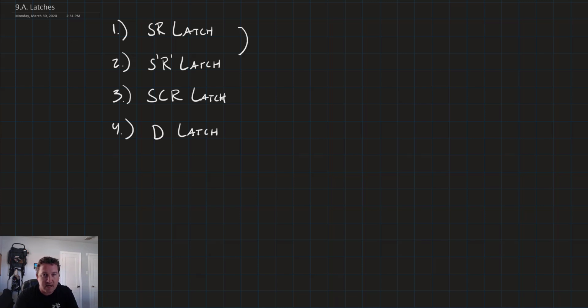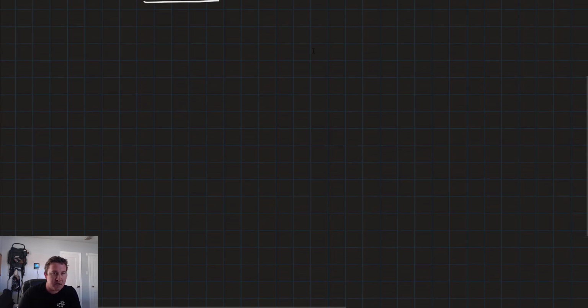And as we'll see, each of these concepts sort of builds on each other until we get to the D latch, which is what we want. And that's what we'll use in the upcoming lessons. Now, before we can talk about the latches, we need to talk about 2 types of new logic gates that we haven't talked about yet.